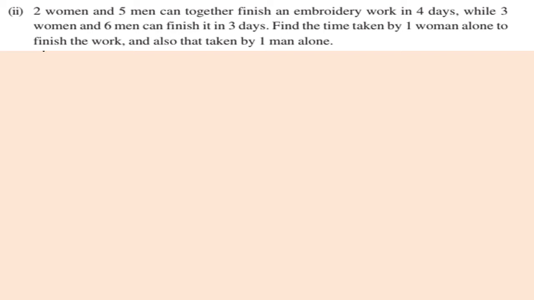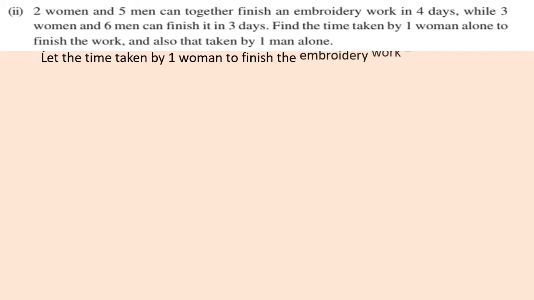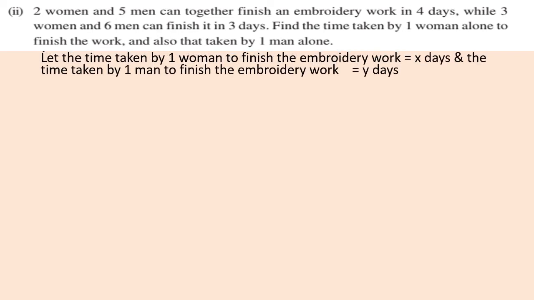Here the mathematical situation is given. First we have to find the unknowns. Here the unknowns to find are the time taken by one woman alone to finish the work and that of a man to finish the work. So we have to take, let the time taken by one woman to finish the work equal to x days and the time taken by one man to finish the work equal to y days.